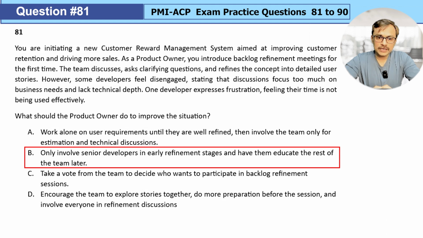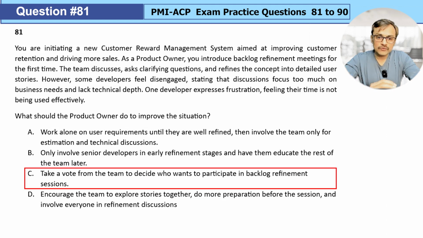Option B, only involve senior developers in early refinement stages and have them educate the rest of the team later. Not at all a good idea. Sometimes you see this practiced in some organizations, but from an Agile perspective, and from a PMI-ACP exam perspective, we understand that the engagement of the whole team is needed, not just a few senior developers. And we don't want to create miscommunication where you tell someone and those people tell someone else. It goes against the idea of self-organizing and continuous engagement. So B is definitely out.